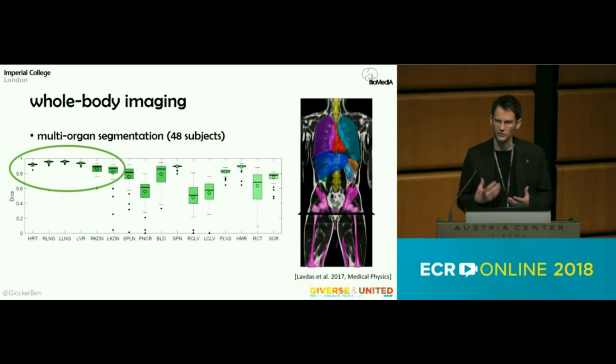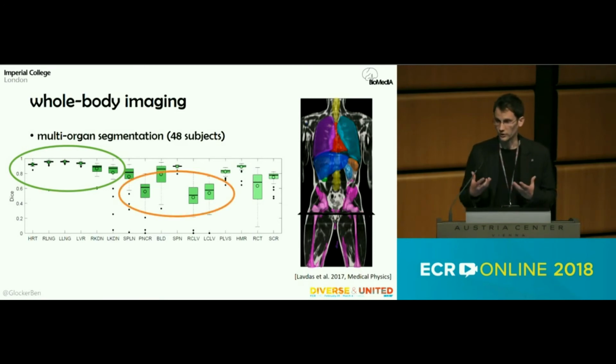Again, this is the Dice score. It's an overlap measure between manual and automatic segmentation. And you get very good scores there for the bigger organs. However, there are organs which are currently very difficult to segment automatically, like the pancreas or the clavicle bones in this case. Smaller organs, smaller structures, and variable structures, which those neural networks still have difficulties with.